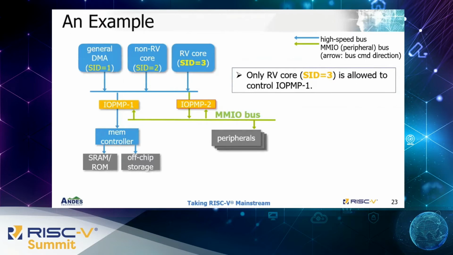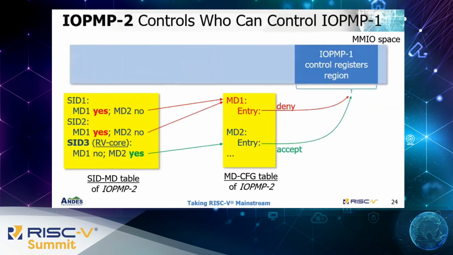We use the previous platform as an example. Here we allow only the RISC-V core to control IOPMP1. Its source ID is 3. The page shows the settings. In the SID-MD table, only SID3 is associated with MD2, which allows access to the control registers of IOPMP1. The others are associated with MD1, which denies access.